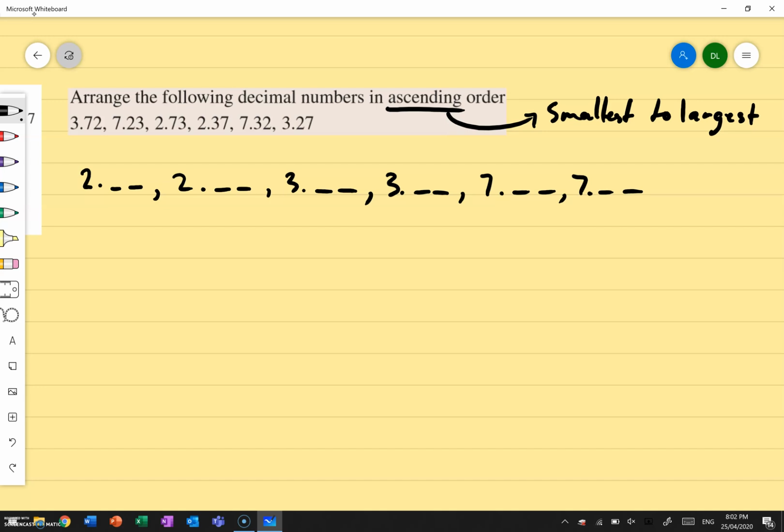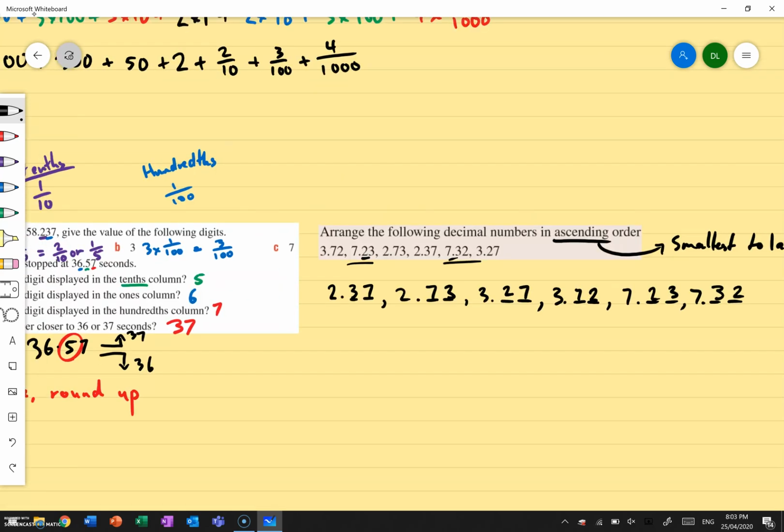Now I'm thinking, well, 2.37, so I'm comparing my 2s. 2.37 or 2.73, which one's higher or which one's smaller? The one that's smaller would be decided by the next number. So we look at the 7 versus the 3. The 3 is smaller, so 3, 7 here, 7, 3. And then looking at my 3 point somethings, which one's bigger, 7 or 2? 7's bigger, so I write that here, and 2, 7 over here. And then I've got my 7s. So I'm looking at this one here and this one here. My 2 is smaller than my 3, so I'm going to go ahead and write 2, 3 here and 3, 2 there. I know I went through it quite quickly. Hopefully this is helpful.